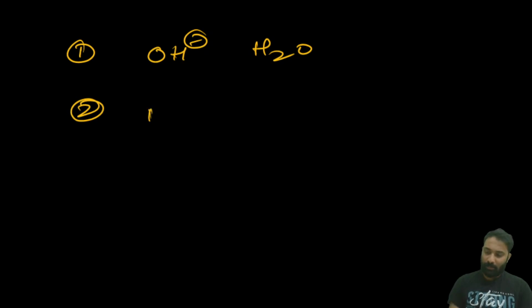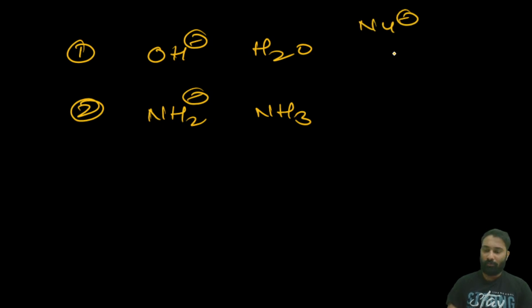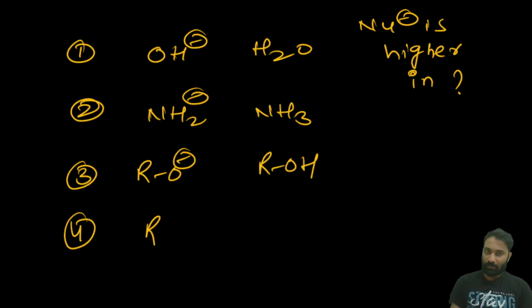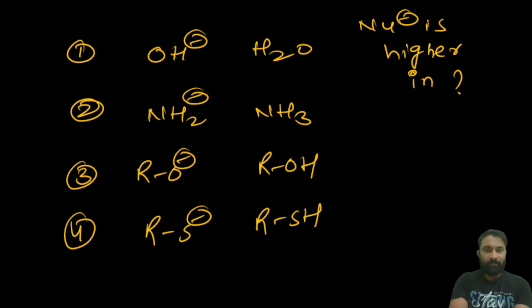Now the second, among NH2 minus and NH3, the nucleophile is higher in which? Third, RO minus and ROH. Fourth, RS minus and RSH. Can anyone say in which case the nucleophile is higher? OH minus. Good, in this case OH minus.